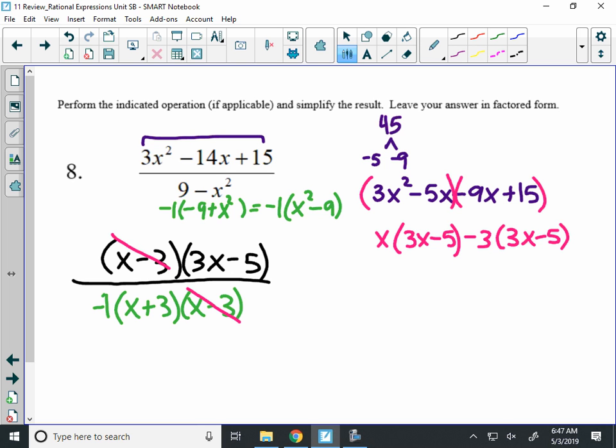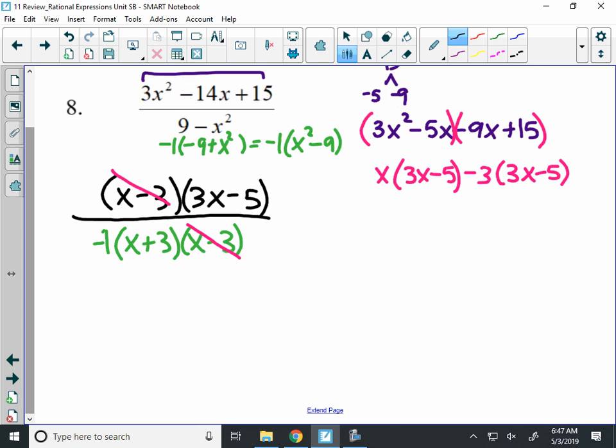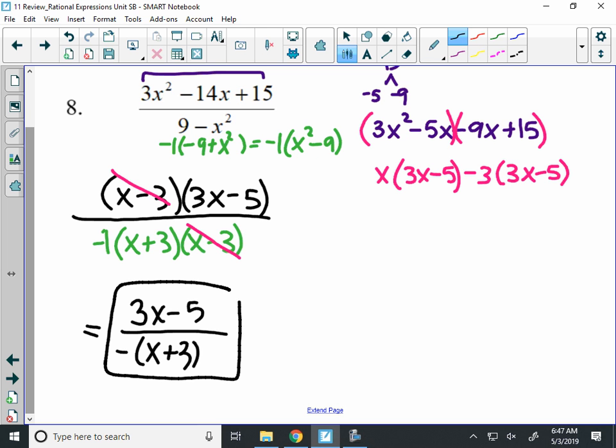So if you have difference of squares where the number is first, typically it might help you to factor out a negative 1 so that you can rewrite the expression with the variable first if that helps you to cancel things. Your final answer here takes your numerator, 3x minus 5, and our denominator, negative x plus 3. You can put the negative in front of the entire fraction if you want, in front of the numerator. It doesn't matter as long as the negative is there. Okay, so that would be your most simplified form.